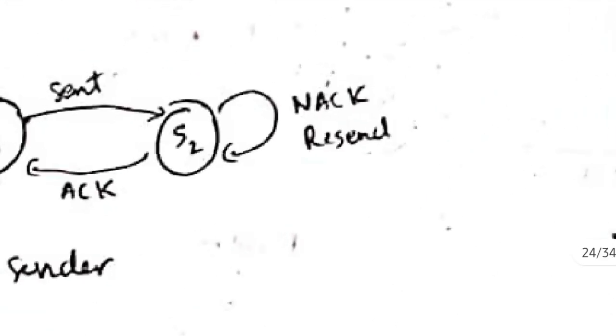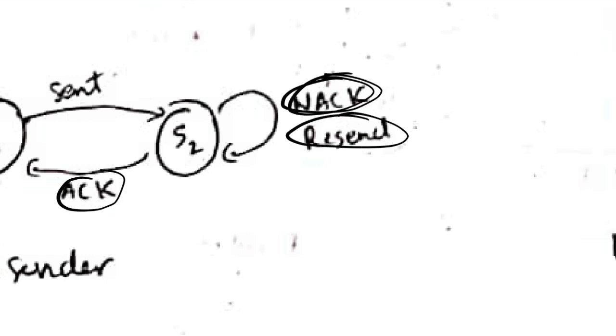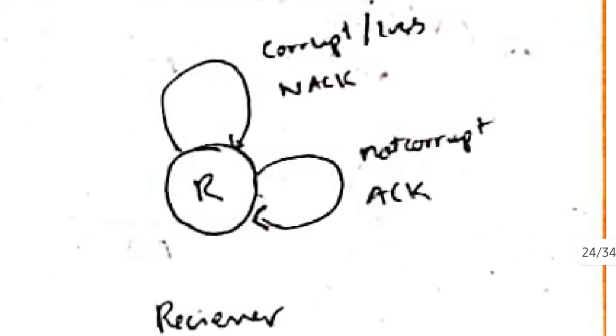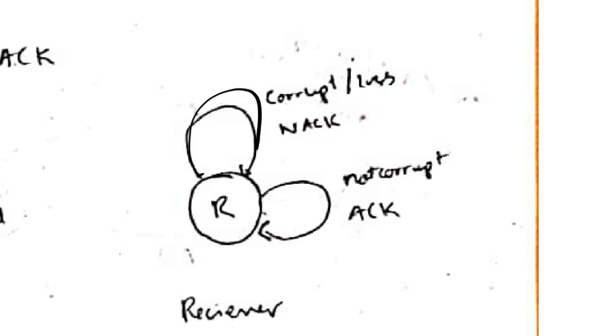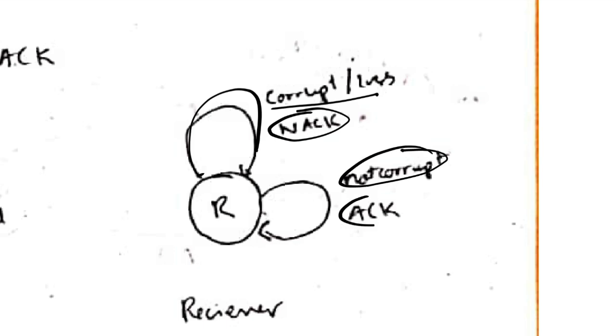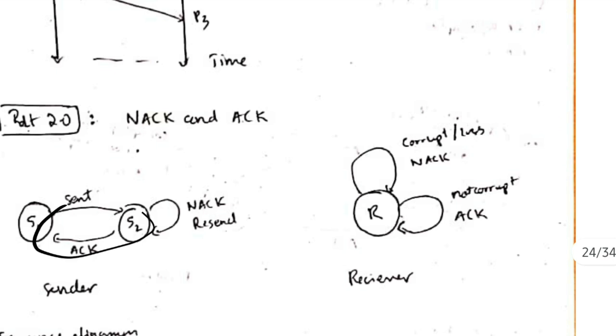Now there can be two acknowledgements, either a negative acknowledgement or a positive acknowledgement. In case there is a negative acknowledgement, you have to resend the packet. Else, if you got the positive acknowledgement, he will receive it and go on to transfer the next packet. In the receiver we have one state. If it is a corrupt packet or a lost packet, a negative acknowledgement should be sent to the sender side. If it is not corrupt, send the positive acknowledgement. So there is one state here and two states on the sender side.